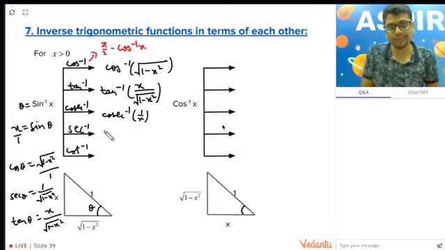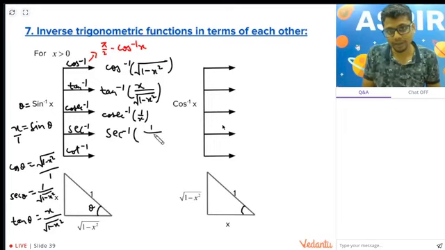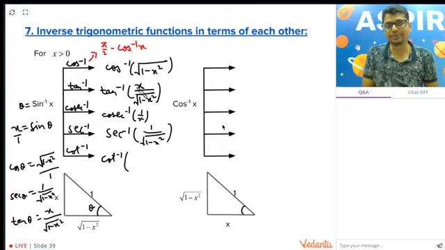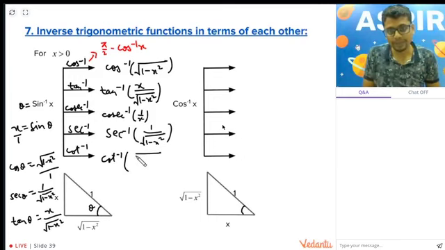Sec inverse, what would it be? Sec inverse 1 by under root 1 minus x square, hypotenuse upon base, right? And what about cot inverse? Because x is positive, overall it is positive, so I can take it as reciprocal only. Or I can see it this way also, base upon perpendicular. That's it.